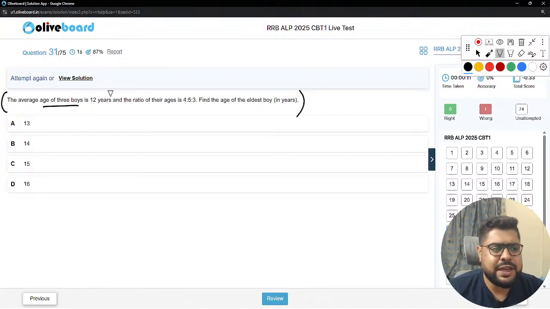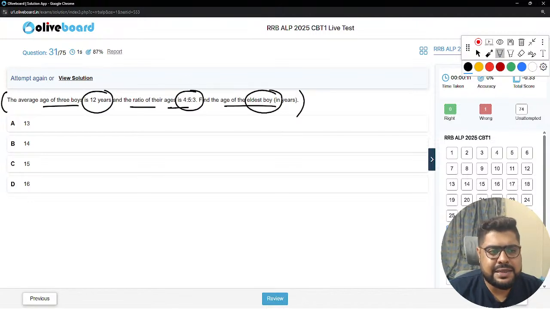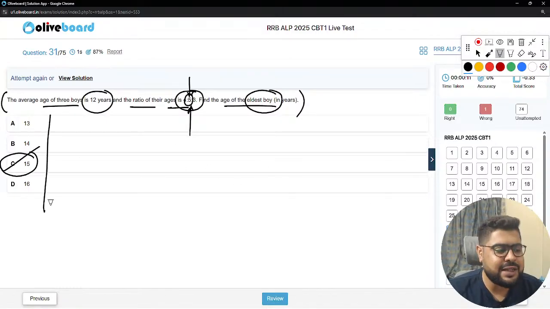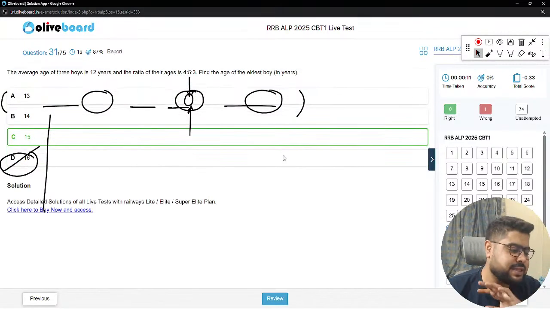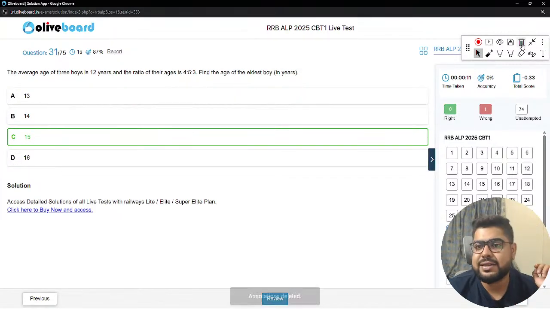Average age of 3 boys is 12 years. The ratio of their ages is 4:5:3. Age of the eldest is 5. Answer should be a multiple of 5 in such age related questions. Option C is the correct answer. Only one option is a multiple of 5. You don't need to do this question. Option C 100% has to be the correct answer.